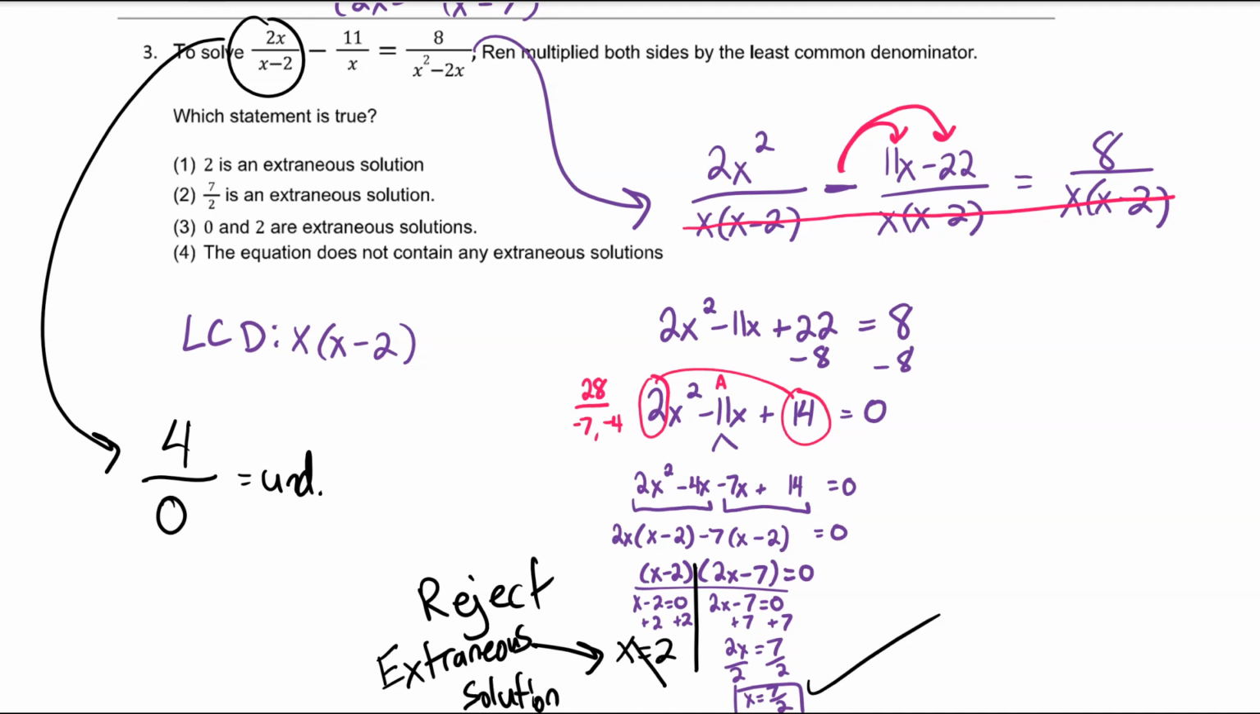So if you plug 7/2 back in, it doesn't look like it's going to cause an issue there. If I did get 0 as a solution, that would be an extraneous solution, but I didn't get 0 when I solved it. So the only answer choice that makes sense here is answer choice 1. 2 is an extraneous solution. It's something that I get as a solution when I solve algebraically. When I plug it back in, it makes at least one of the fractions undefined.